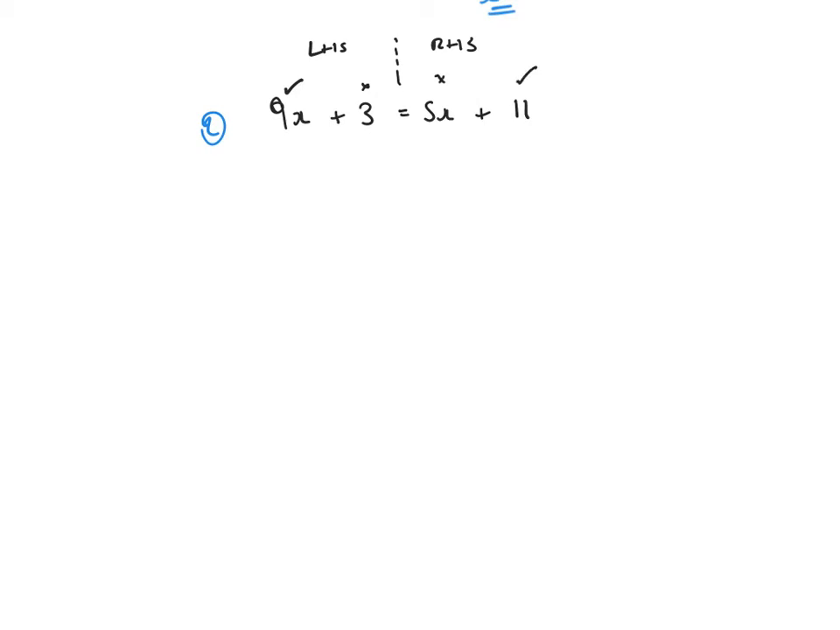Okay, so 9x is fine. 3 is not, so I need to get rid of 3 from both sides. And they cancel out, leaving you with 9x.